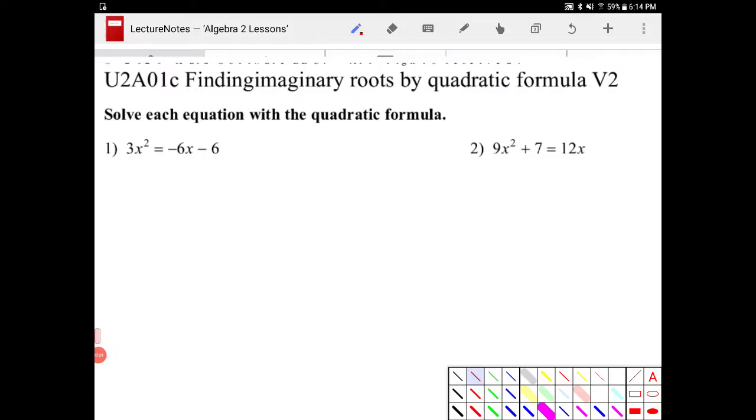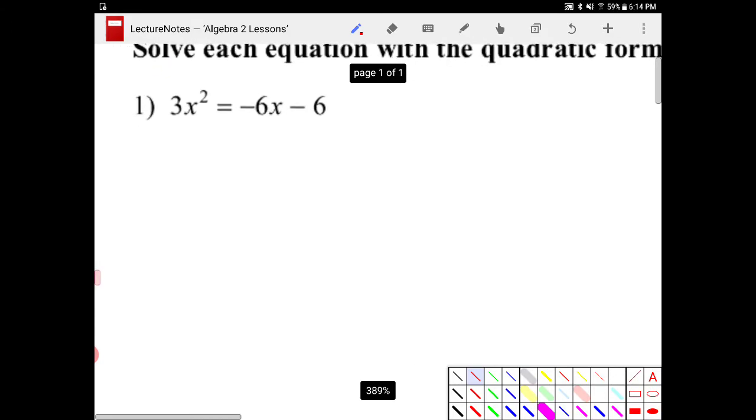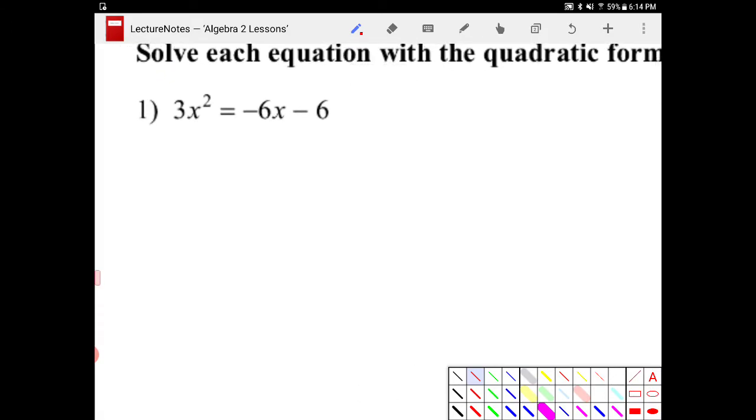In this video I am going to go over assignment U2A01c where we are going to be solving quadratic equations. So let's take a look at this. I have this equation here which is 3x squared is equal to negative 6x minus 6.